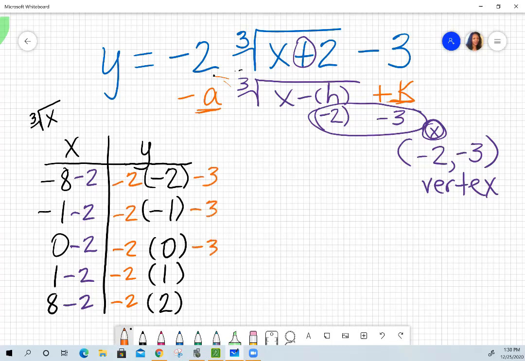You do not have to do it this way. This is just another method. You can do this also with your square root. I didn't show you this method with the square root, but you can use this method.